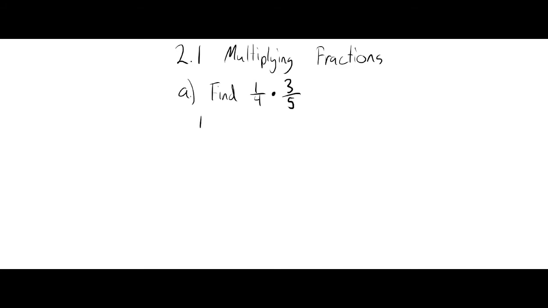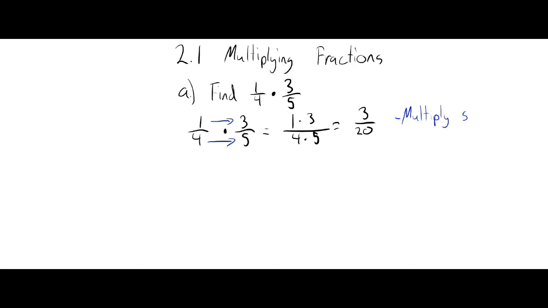Here we go. So 2.1, multiplying fractions. If you remember how to do this, this should be great review for you. If you don't remember how to do this, please pay attention or come see me as soon as possible. So we are going to find the value of 1/4 times 3/5. And all you have to do is multiply the numerator and the denominator. So we can set it up like that. We can see 1 times 3 is 3, 4 times 5 is 20.